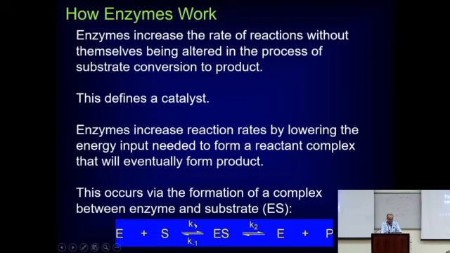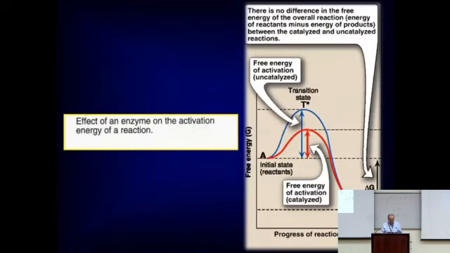So k1, k minus 1, k2. You don't need to know much about them. I just bring them up here because when we talk about Michaelis-Menten kinetics, they come into a little bit of focus. So I just want you to appreciate that these rate constants will eventually be incorporated into a different constant. Okay.